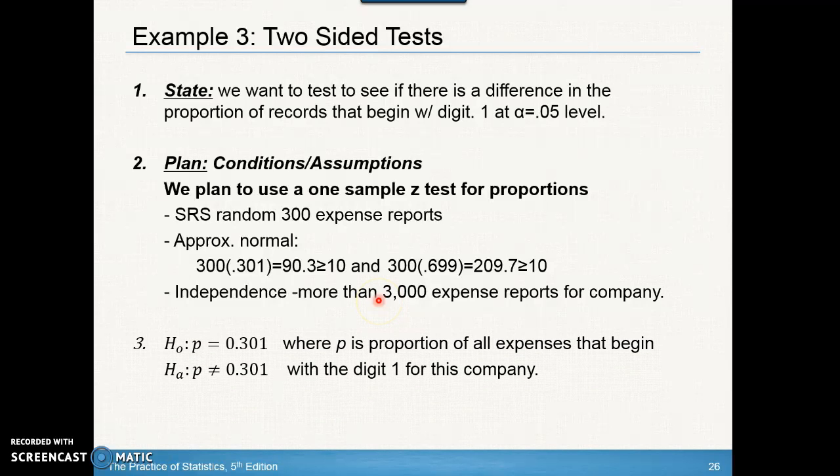Then we're going to state our null and alternative. Remember that you choose this before you even take your sample. That's another reason to remember that it's always going to be in terms of the population and never in terms of the sample. So the population, or previously known belief, is that the proportion is 0.301, and since we don't know if it's less than or greater than, we say not equal to 0.301. Now notice how the proportion is defined: p is the proportion of expenses that begin with the digit 1 for this company.